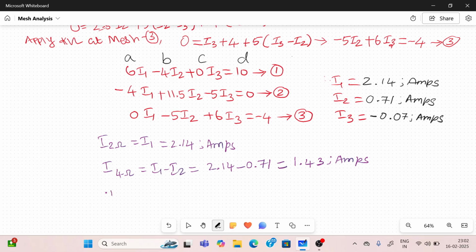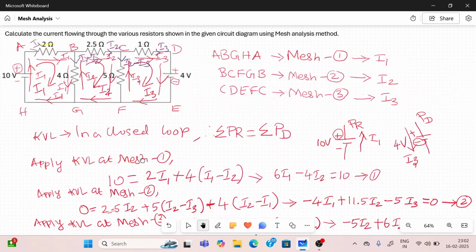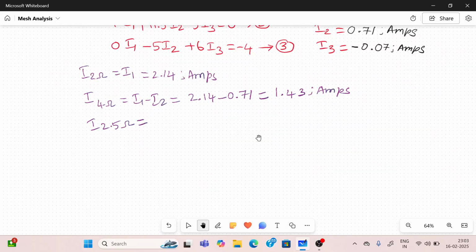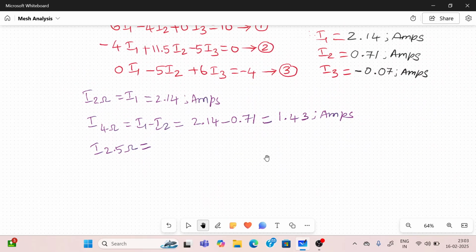Then I want to find the current flowing through the 2.5 ohm resistor. What is the current flowing through the 2.5 ohm resistor? The 2.5 ohm resistor carries current I2. What is the current I2? It is 0.71 amps.